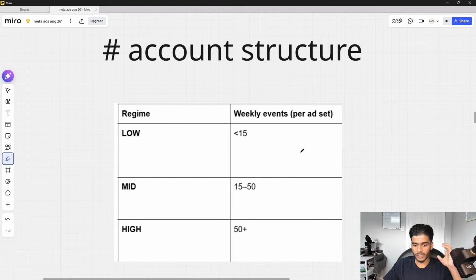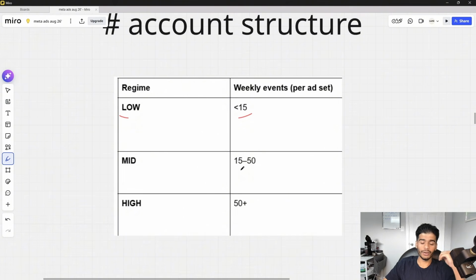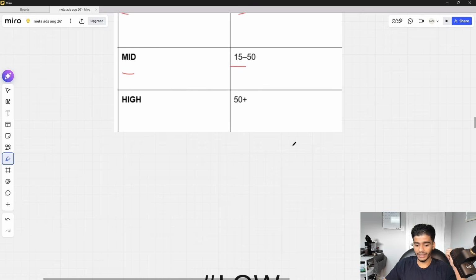Now, for the real sauce, account structure. I have divided them into 3 regimes. By the way, all these screenshots are from my SOP, which is like 50 pages long on Meta ads only, but I won't show you that right now because it's for my clients and for the internal team. So 3 regimes. If you have less than 15 weekly events per ad set, you're in the low tier. If you have 15 to 50, mid tier, and 50 plus, you are in the big leagues.